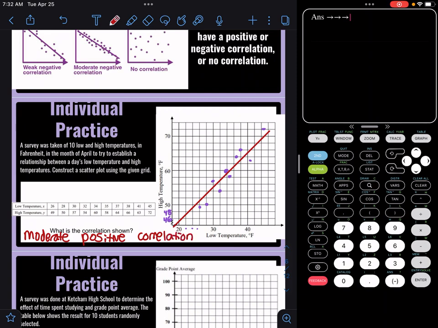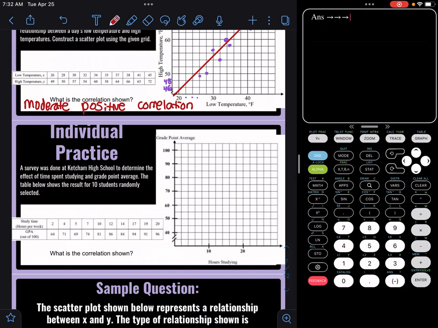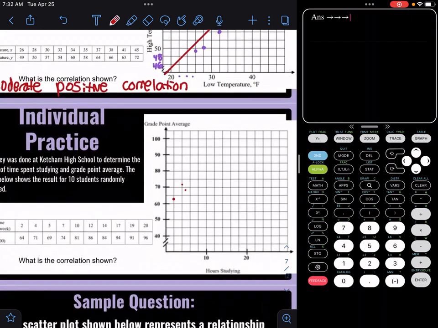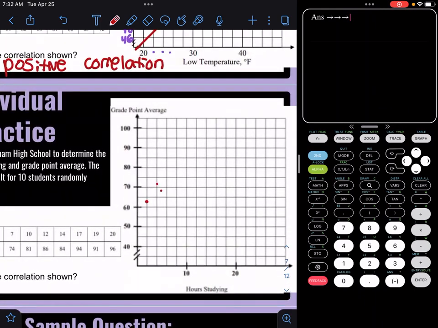All right, we got another example here. A survey was done at Ketchum High School to determine the effect of time spent studying and grade point average. The table below shows the results of 10 students randomly. All right, so we got 2 students, and their GPA is 64. All right, we got 4 students, and their score is 71. We got 5 students, and their score is 69. Then we have 7 students. 2, 4, 6, 7 would be somewhere here. 7 students and 74.